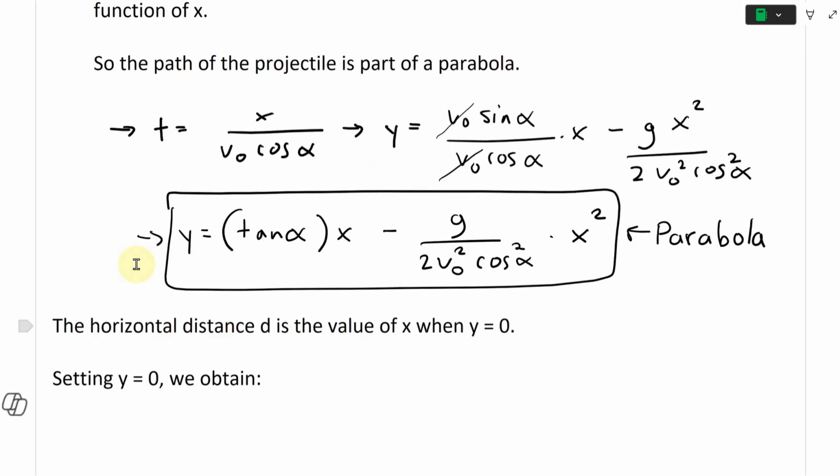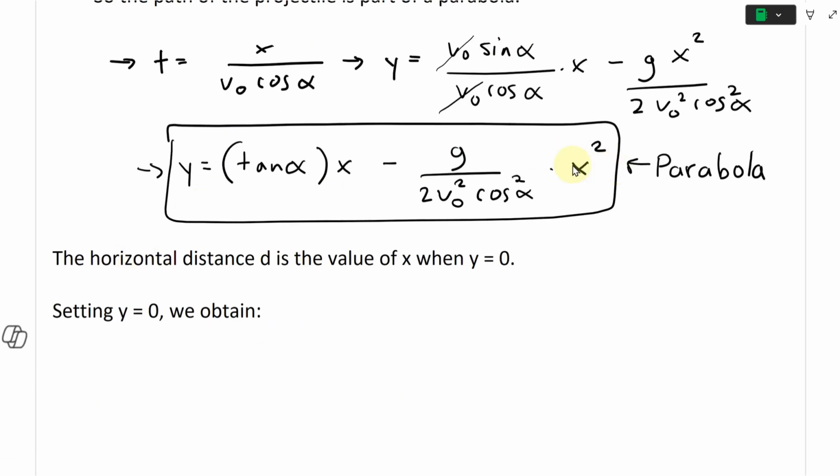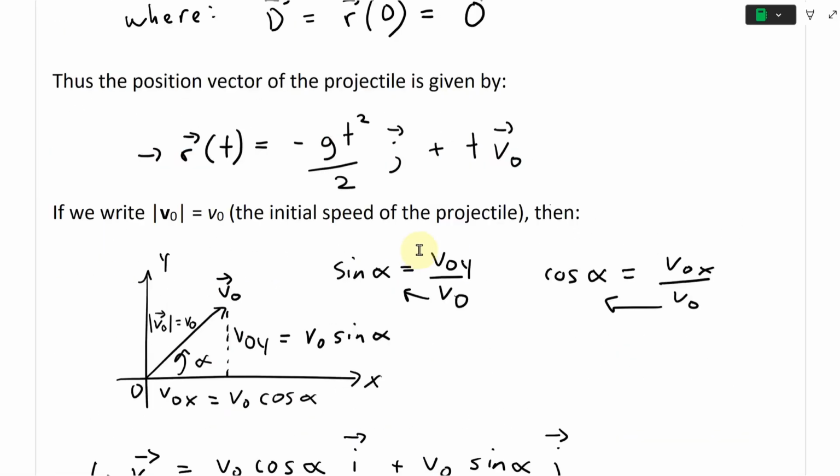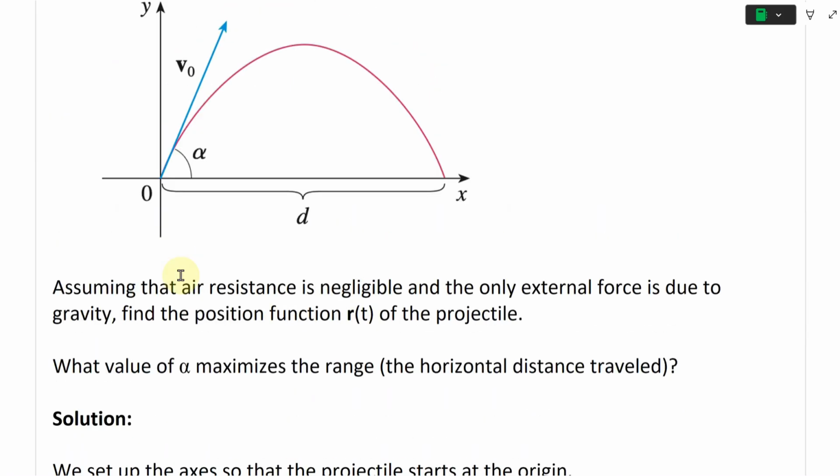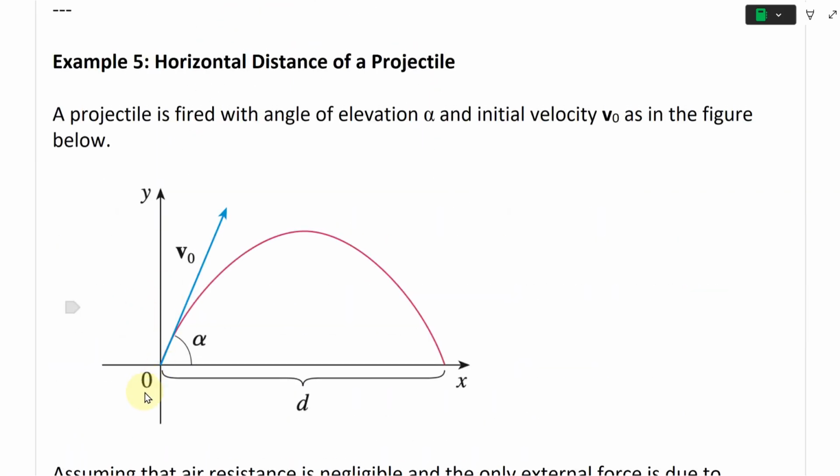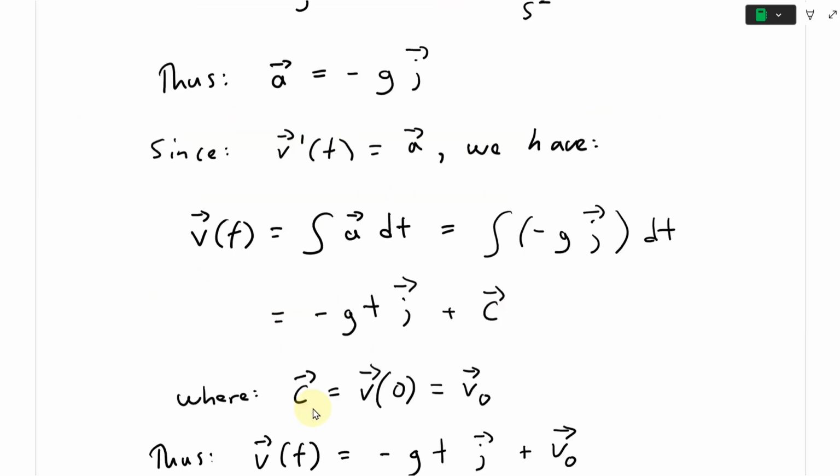Continuing further, whenever you have an x squared, an x, and everything else is constants, you just get a parabola when the highest power is x squared. So the horizontal distance d is the value of x when y is equal to 0. We have the parabola starting at y equals 0, so when y hits 0 again, that's the distance d, at that x value.